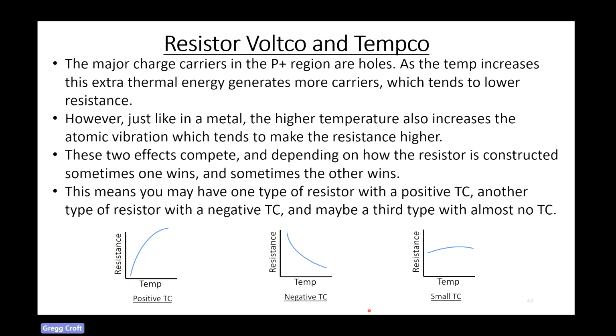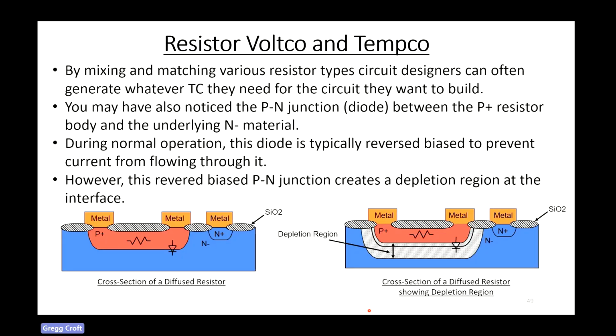So this means you can have one type of resistor with a positive temperature coefficient, another type of resistor with a negative temperature coefficient, and maybe a third type with almost no temperature coefficient whatsoever. So by mixing and matching various resistor types, circuit designers can often generate whatever temperature coefficient they need for the circuit they want to build.